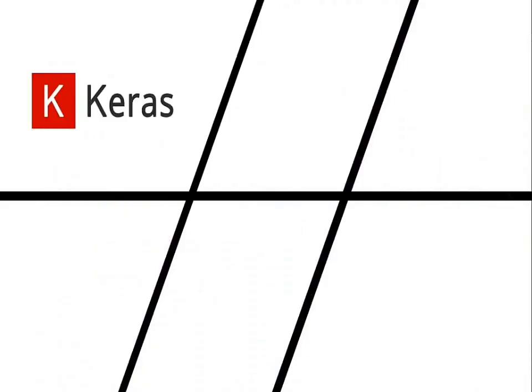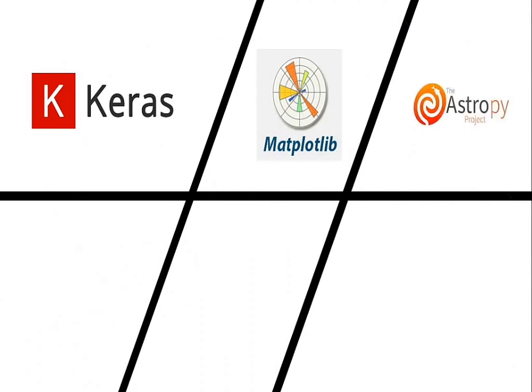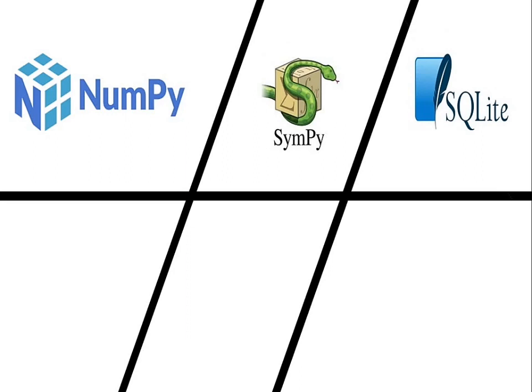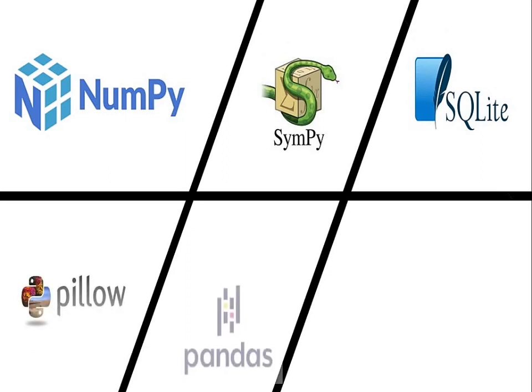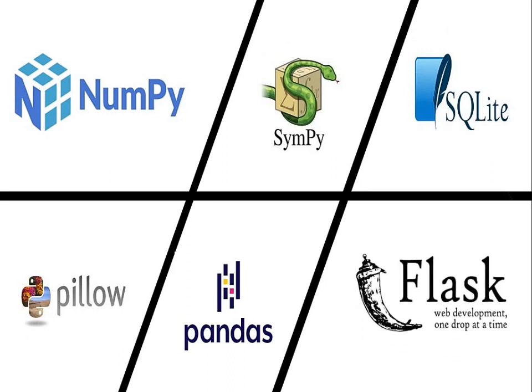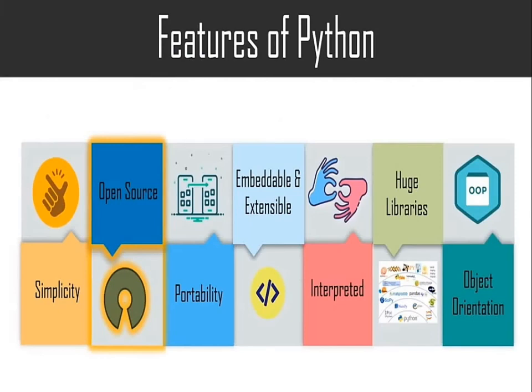Now move on and have a look at popular libraries in Python. Firstly we have Keras, Matplotlib, which is a data visualization library. AstroPy, used in astronomy. Creme library, used for online machine learning. Scrapy, it is a web crawling library. Seaborn, it is used for data visualization. Then we have NumPy, used for arrays for data storage and manipulation. SymPy, SQLite, used for database queries. Pillow, Pandas, for data manipulation. Flask for web development.